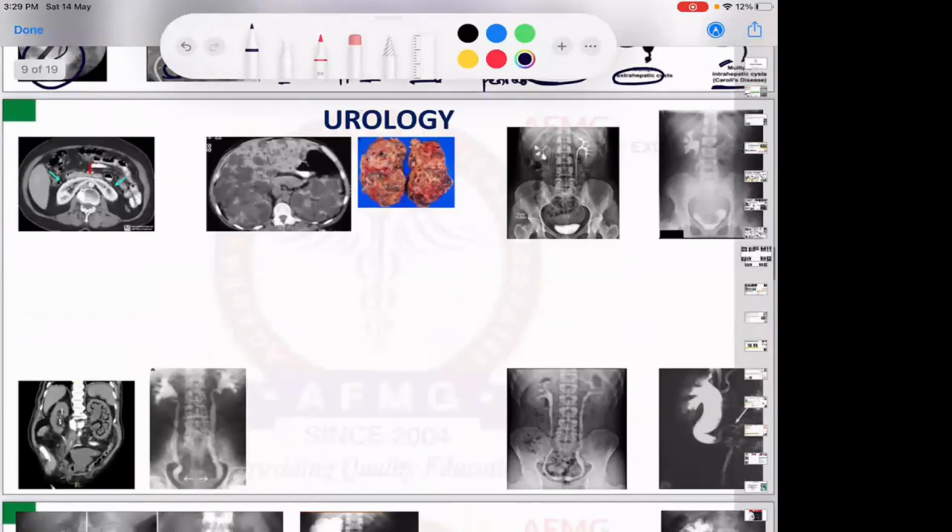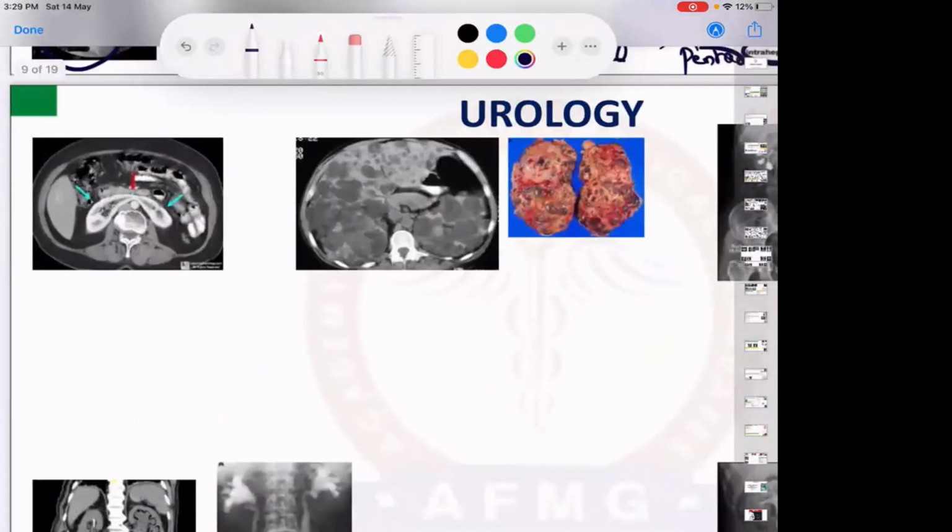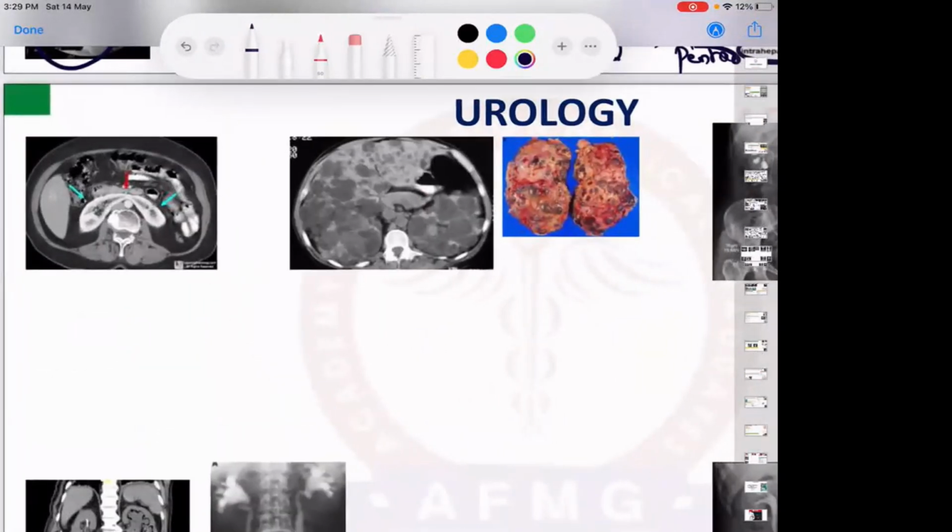Starting with urology now. If I talk about urology, important is the upper and the lower urinary tract. If I talk about contrast studies in the urinary tract, please tell me which is the contrast study done for the kidney. What is that contrast study called, when we inject the dye?